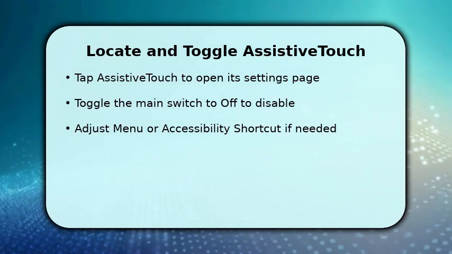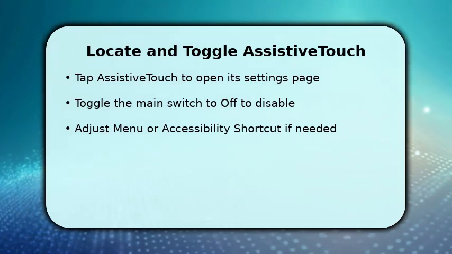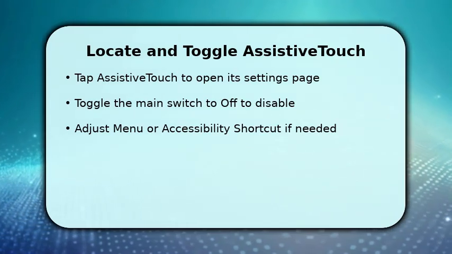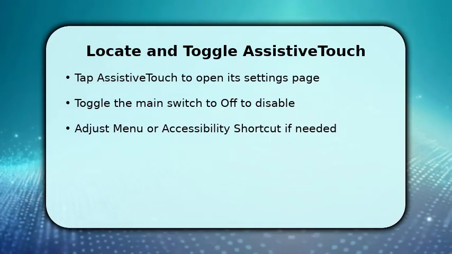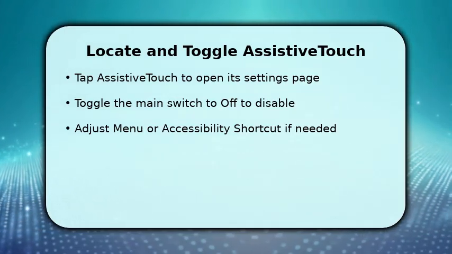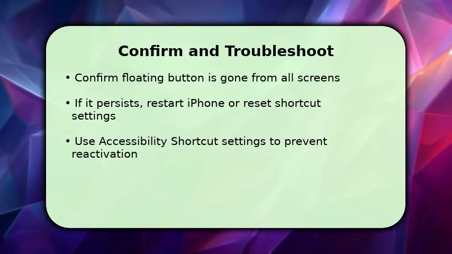If you rely on the accessibility shortcut, make sure AssistiveTouch isn't still tied to a triple-click home or side button, so it doesn't reappear. Once toggled off, review the menu items only if you plan to re-enable later. That prevents accidental reactivation. Finish by verifying the floating AssistiveTouch button is gone across apps and the lock screen.